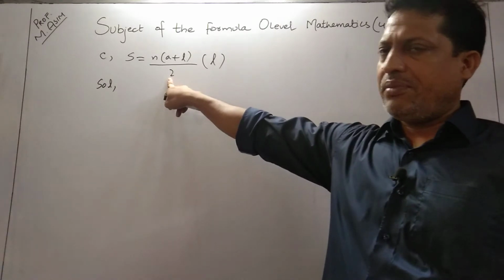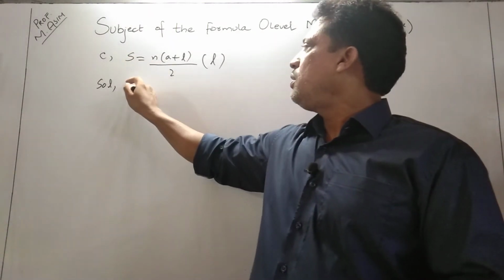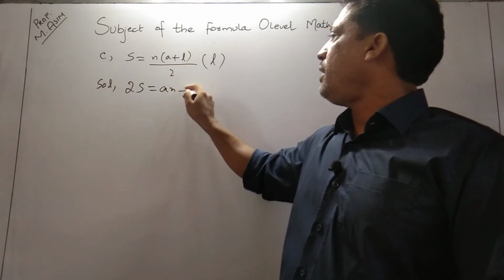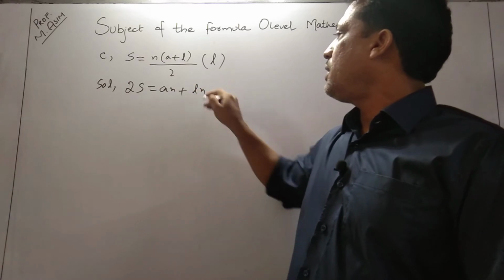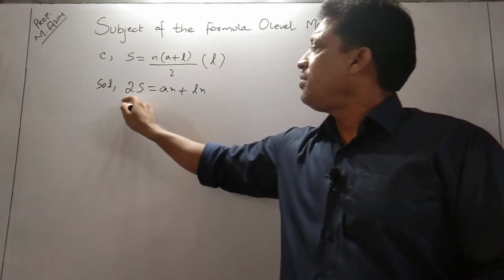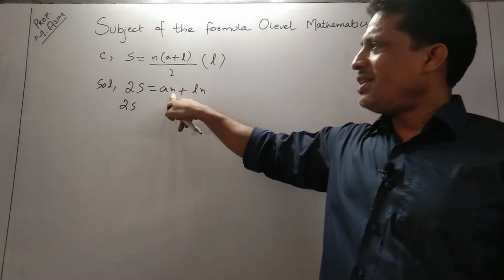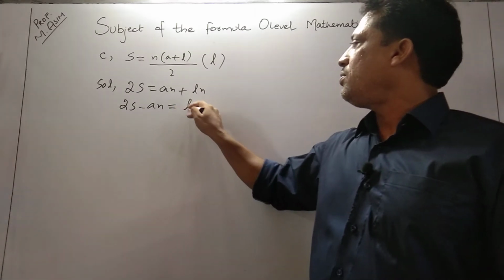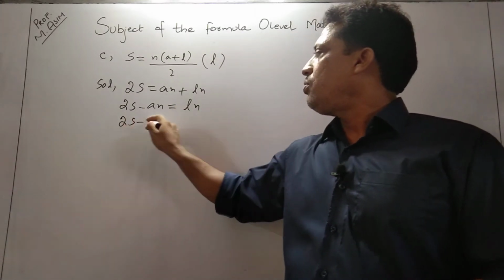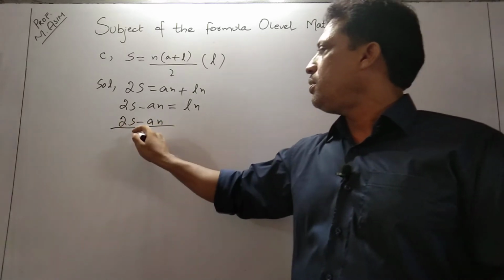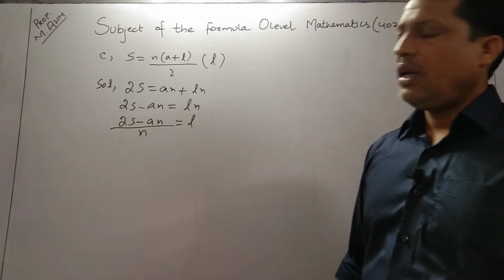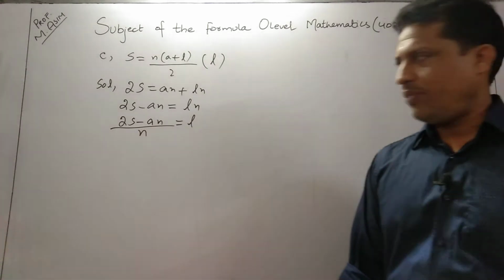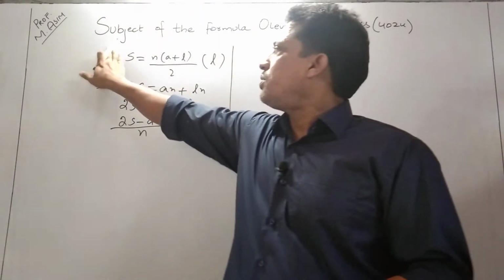This 2 is divided, so this should be multiplied. 2s is equal to n multiplied by a is an, n multiplied by l is ln. Now 2s, shift this an to the other side, it becomes minus an is equal to ln. 2s minus an upon n is equal to l. Our requirement has been fulfilled. l has become the subject of the formula. This is question number 3.